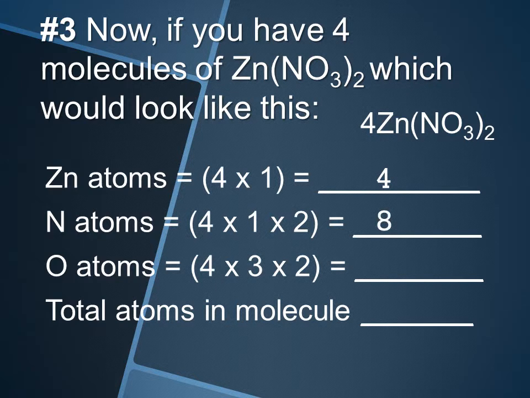For the oxygen, you have a little 3 times your little 2 like before, and then we have that times 4. So 4 times 3 times 2 is 24. So to figure out the total atoms, you just add them up again. So that's 36 total atoms.